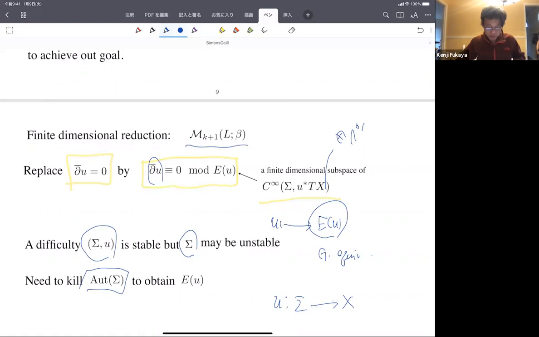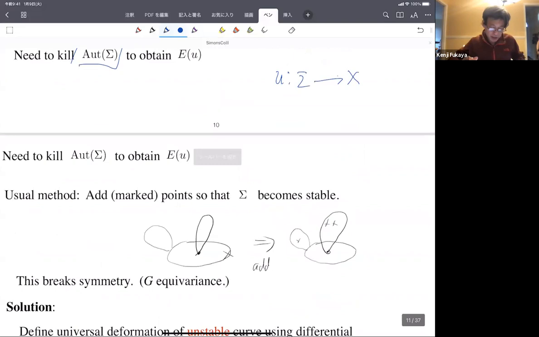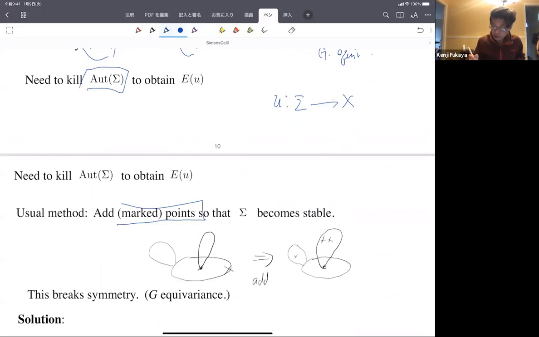And the usual way we and many other people use is just to add marked points to the source curve, something like this. So these two reducible components are unstable, so we add a marked point so that it becomes stable. The issue is that adding a marked point almost always breaks symmetry. For example, if this S2 is invariant under a Z action or an S1 action, once you put this marked point, then S1 no longer acts. So this process to kill automorphism usually breaks symmetry. That is a serious point.